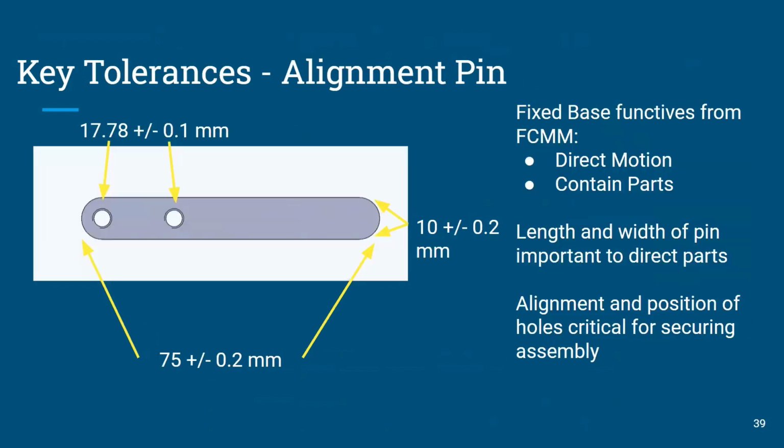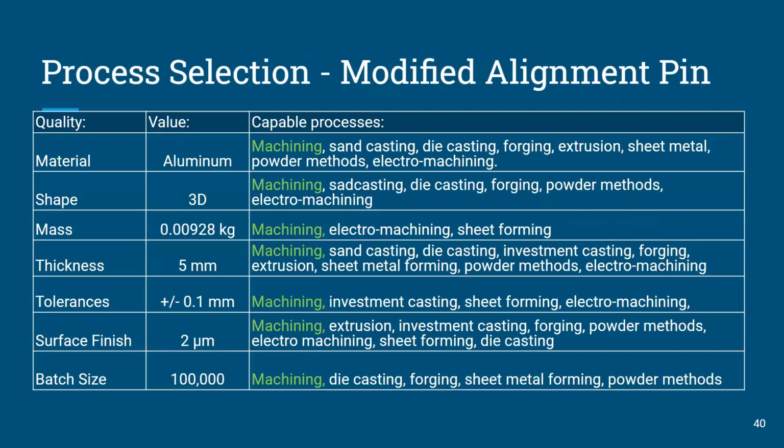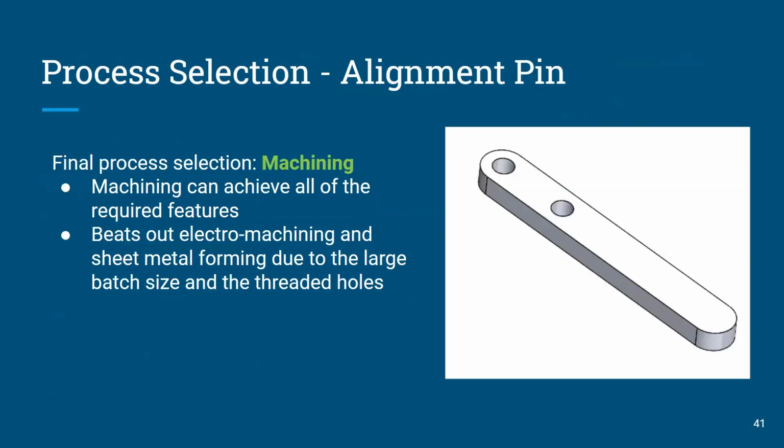The really important one is that the hole spacing is correct. So there's a tolerance of 0.1 millimeters because it has to fit with the mounting bracket. The length and the width are also important for orienting parts, which is one of the functional requirements. Here we talk about the different processes that fit all of our tolerances. We ended up choosing machining because it can achieve all the required features and it beats electromachining and sheet metal forming due to the very large batch size of 100,000 and the threaded holes.